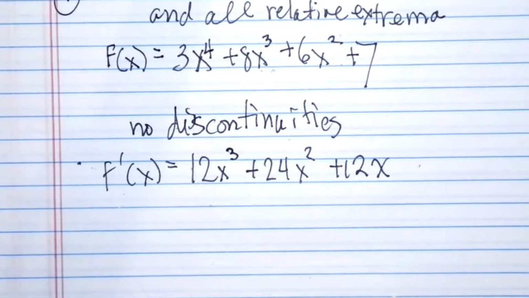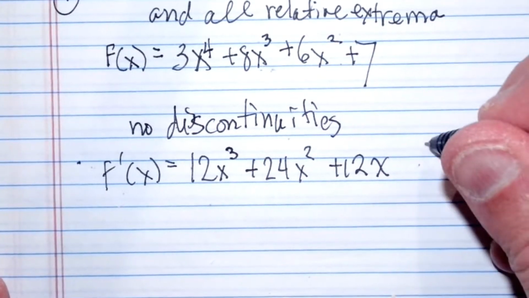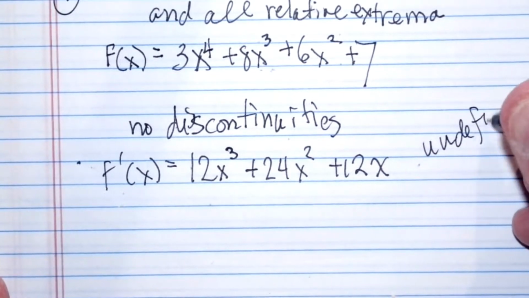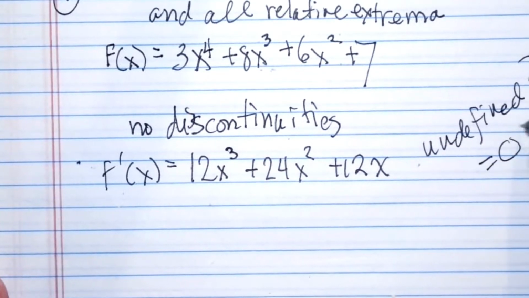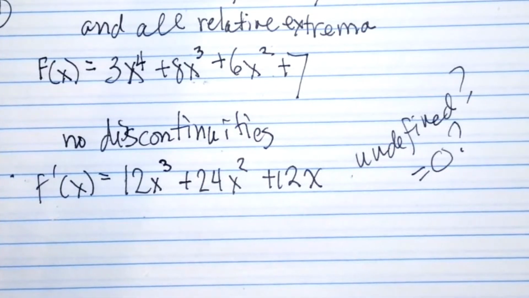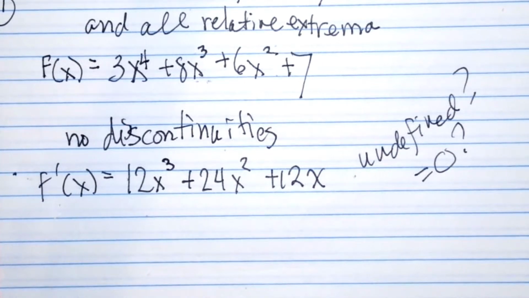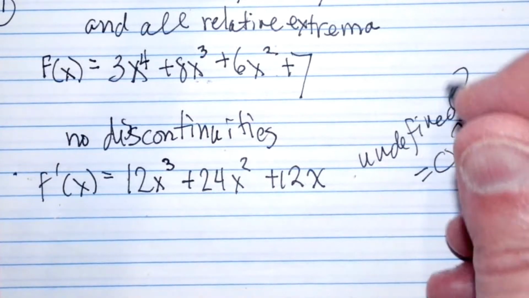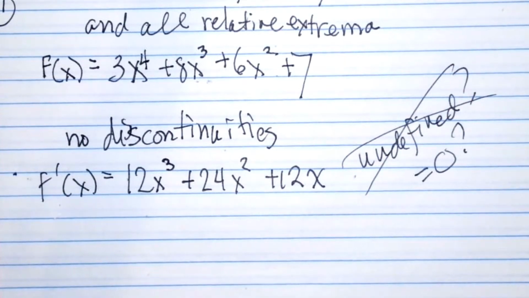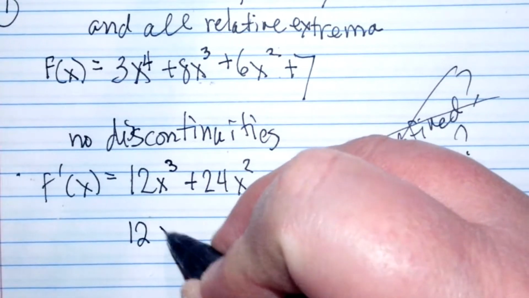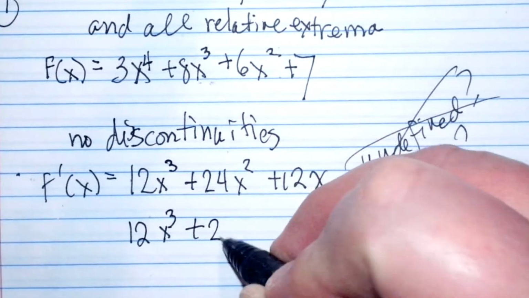And so for critical numbers, we need to know, is this first derivative ever undefined, or is it ever equal to 0? Well, it is a polynomial, so it's going to be not only defined everywhere, it's going to be continuous everywhere. The first derivative is always defined for any value of x, so we won't be looking at cusps. So is it ever equal to 0? Well, let's set it equal to 0 and find out.